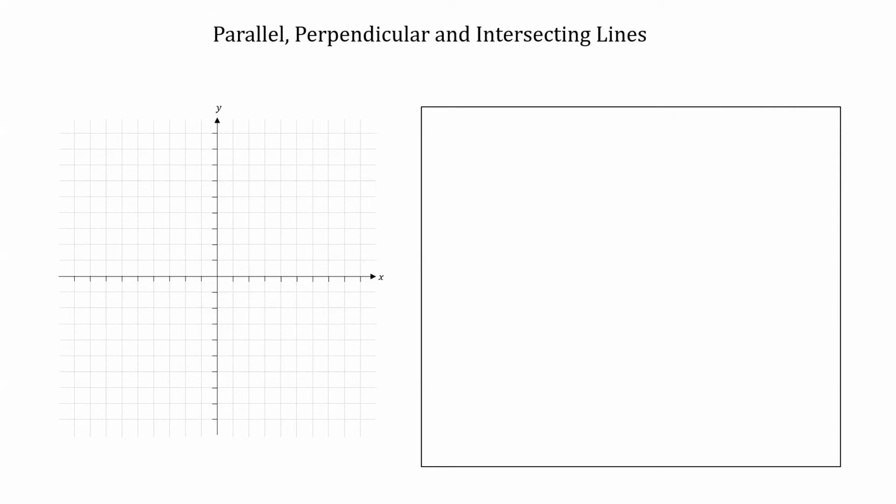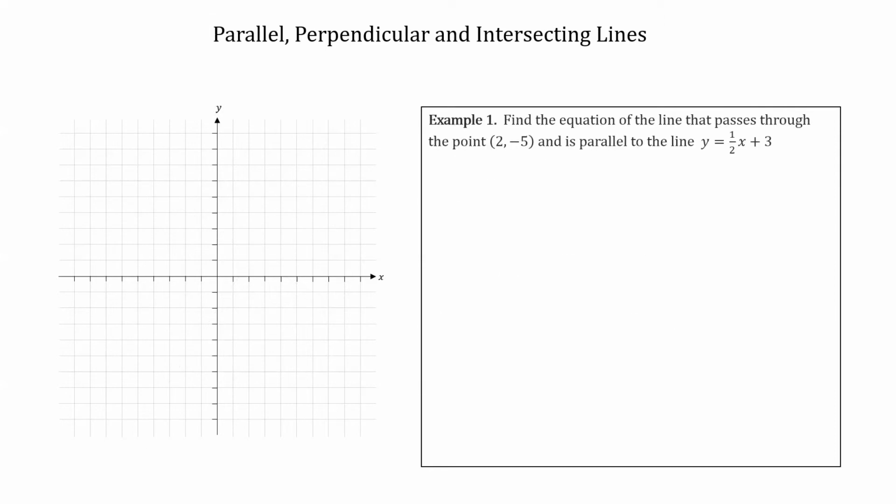So let's try and apply this knowledge in a few examples. Example 1. Find the equation of the line that passes through the point (2, -5) and is parallel to the line y equals 1/2 x plus 3.